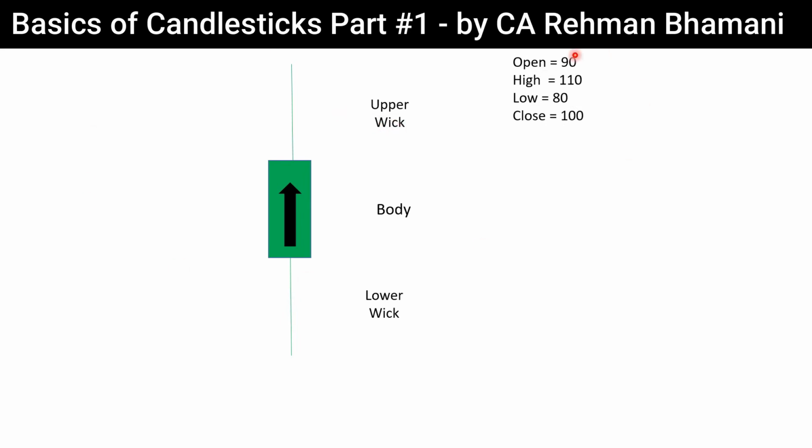So in our example, let us say the opening price is 90, the high is 110, the low is 80 and the close is 100. The uppermost point of the candle is the high of the candle, which is 110 in our case. And the lowermost point is the low of the candle in our example. And since this is a green candle, this will be the opening point from where the candle has started, and this point is the closing point. So the candle starts from here and ends here, and this is filled with green.